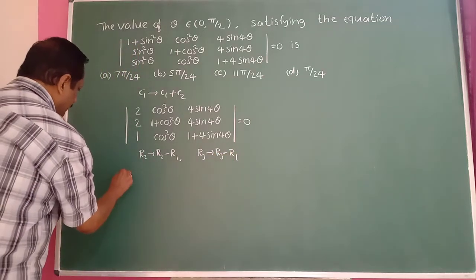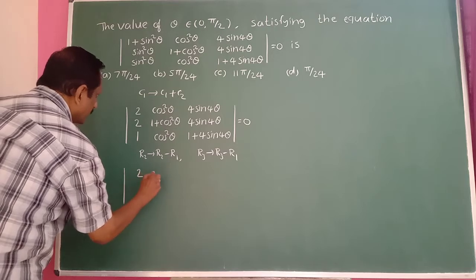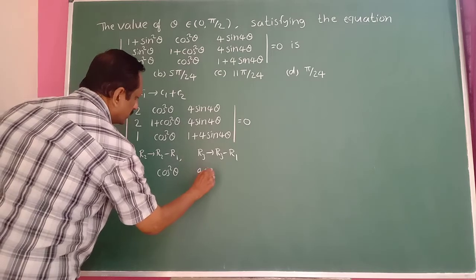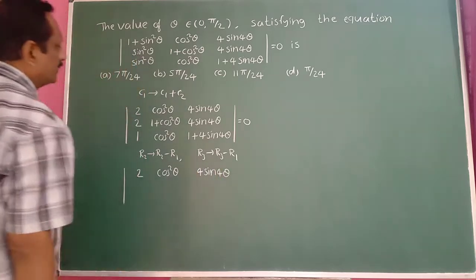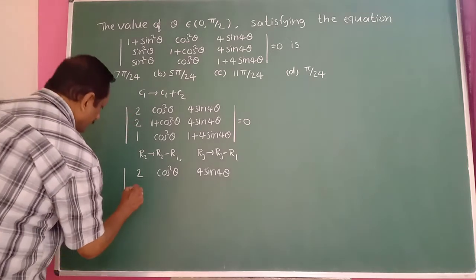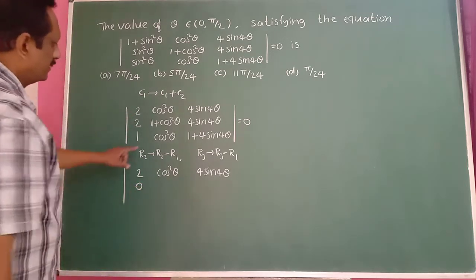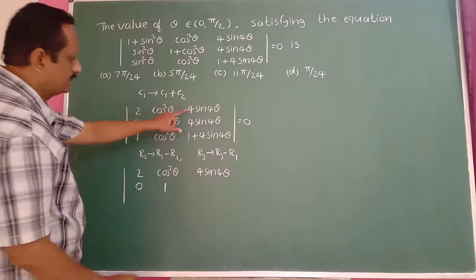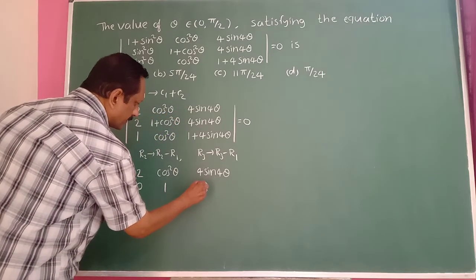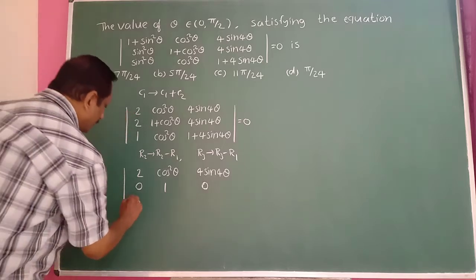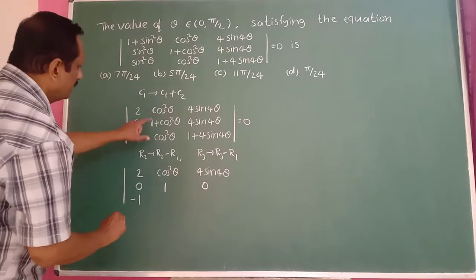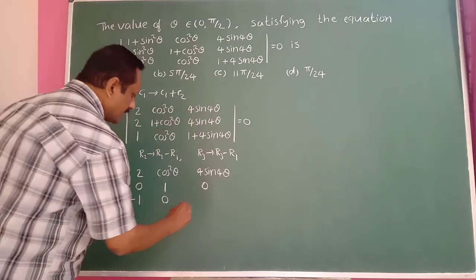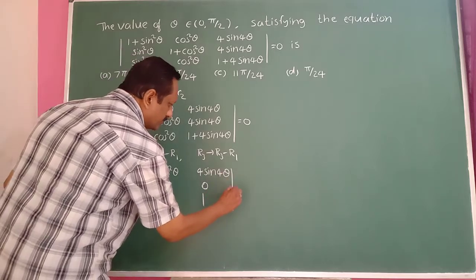So therefore, determinant of 2, then cos square theta, 4 sin of 4 theta. Then 2 minus 2 becomes 0. This minus this here, cos square cancels, remaining is 1. This minus this is 0. Then 1 minus 2, minus 1. Cos square minus cos square is 0. Then this minus this here, 4 sin 4 theta cancels, remaining is 1. That is equal to 0.